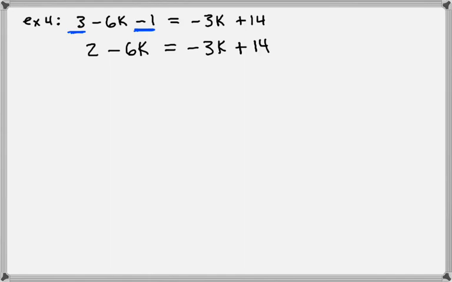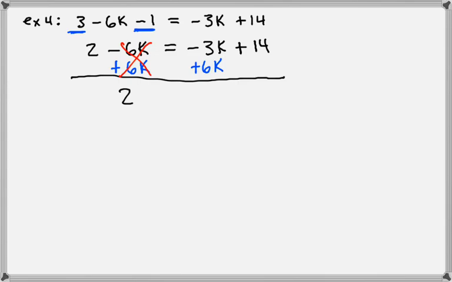Now we want to move all the variables to the same side. It doesn't matter which way you move them. I like to keep the coefficient positive, so I'm going to add the 6k to both sides, so I end up with a positive coefficient on my variable k. So we end up with 2 is equal to -3k plus 6k becomes a positive 3k, and then we still have that plus 14.